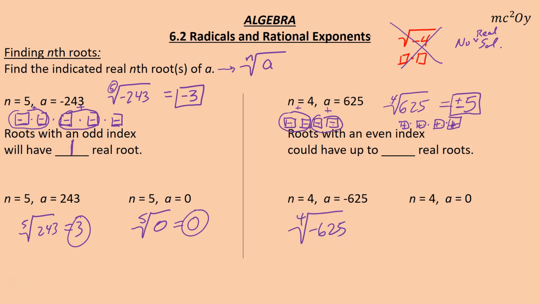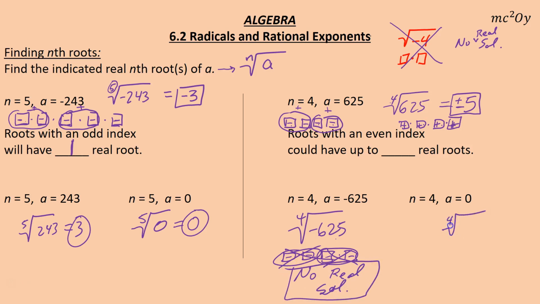So the fourth root of negative 625, so we're trying to find 4 numbers that multiply together to make a negative. So we have positive times positive times positive times positive can't make a negative. Negative times negative times negative times negative. Remember, each pair makes a positive, so that won't work either. You can't take an even root of a negative. You get no real solutions. And the last one, the fourth root of 0. Well, the fourth root of 0, any root of 0 is 0. So roots with an even index, we'll notice, could have up to, well, we have 2 solutions here. We have 1 or no solutions here and 1 solution here, because they could have up to 2 real solutions.